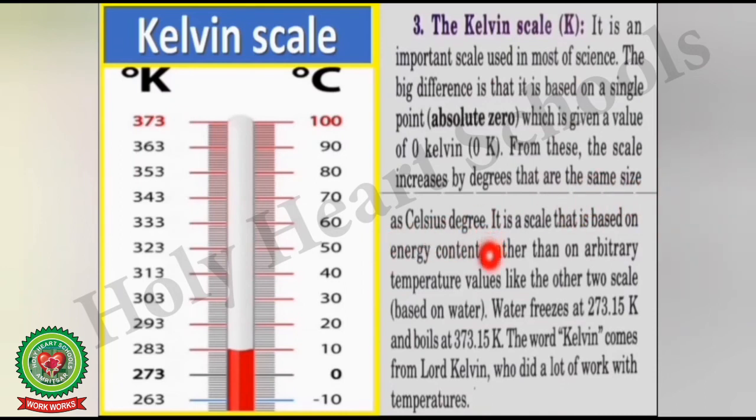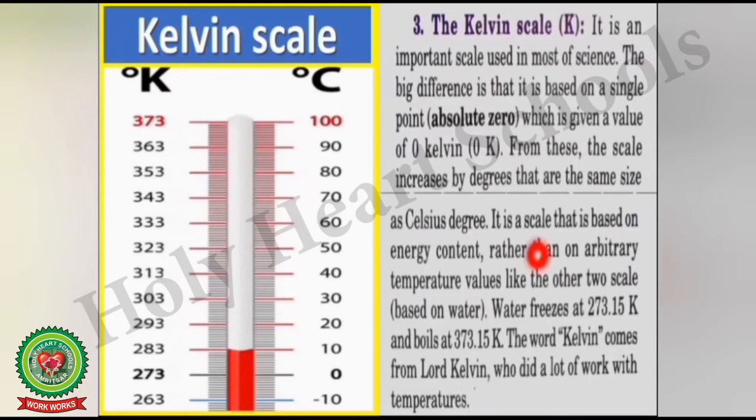It means that number of divisions in Kelvin scale and Celsius scale are same, that is 100. You can see in the diagram also, Celsius scale starts from 0 degrees Celsius till 100 degrees Celsius with total 100 divisions, and Kelvin scale starts from 273 Kelvin till 373 Kelvin with total 100 divisions.